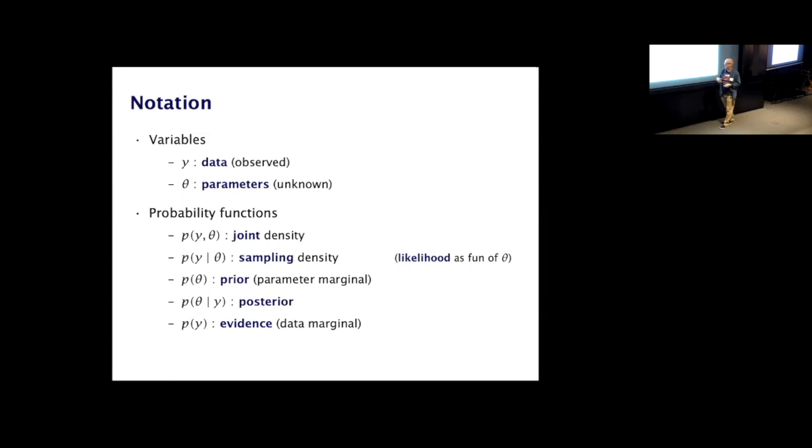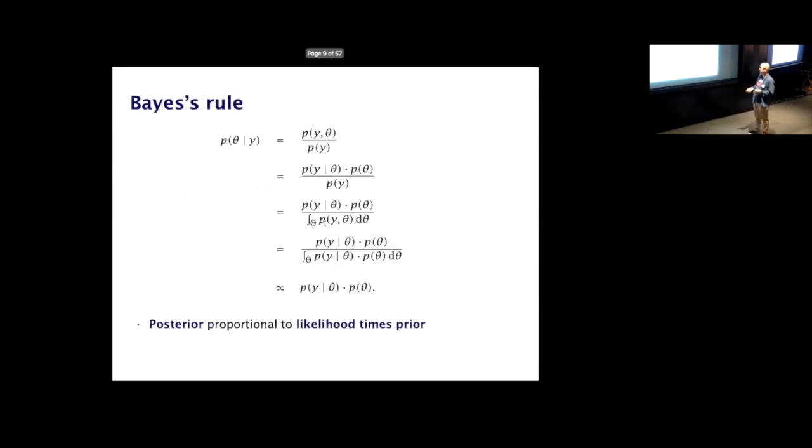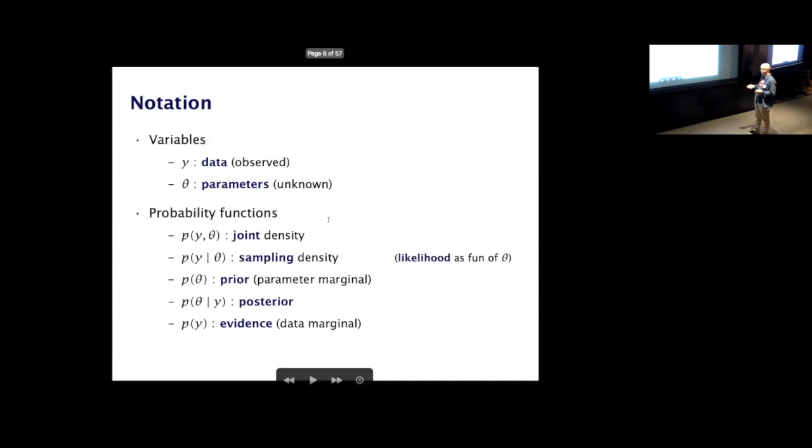And then the thing that we're actually interested in for inference the most is the posterior. Our inference is going to be targeted at this. What can we reason conditionally about the parameters given the observation of data y? And sometimes we worry about something called the evidence, which is the data marginal.